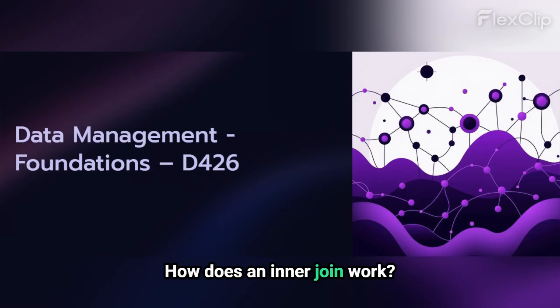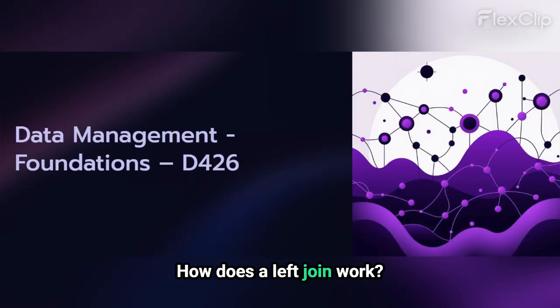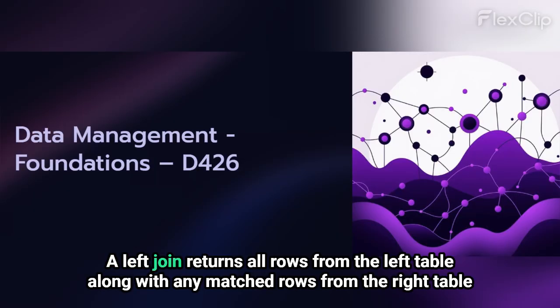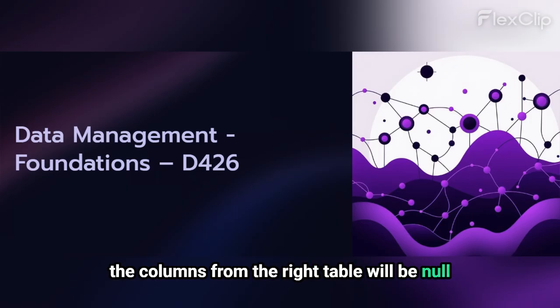How does an inner join work? An inner join returns only the rows where the join condition is met in both of the tables being joined. How does a left join work? A left join returns all rows from the left table, along with any matched rows from the right table. If there is no match, the columns from the right table will be null.